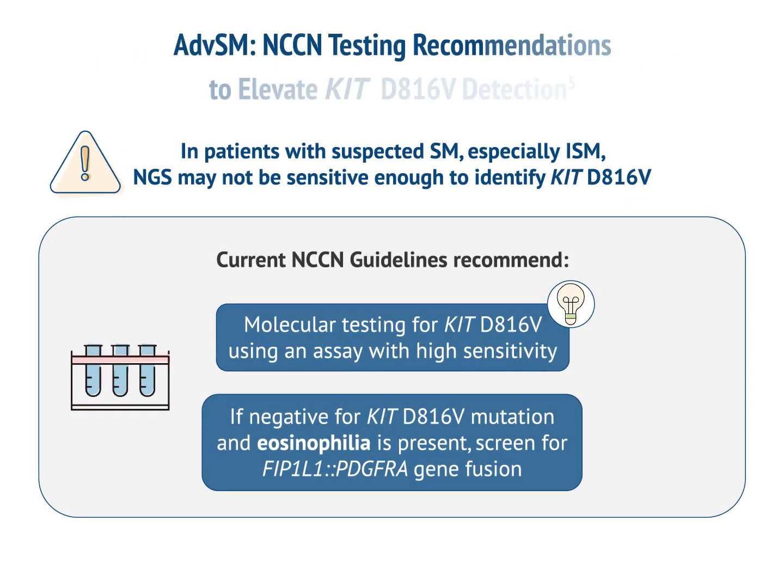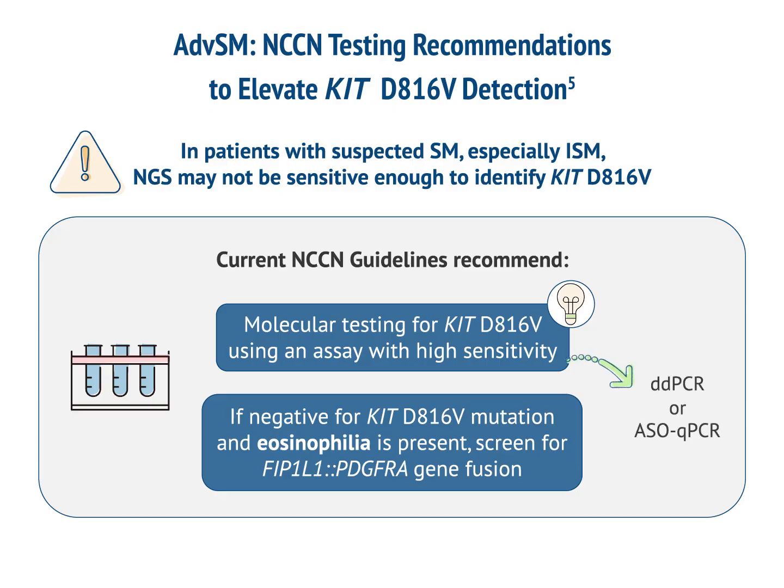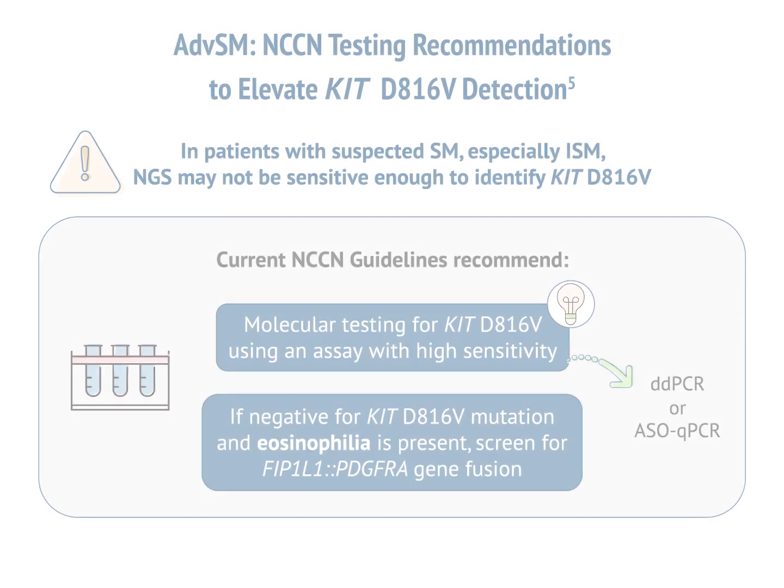Just one comment on the KIT D816V testing, especially in indolent SM, where the VAFs are lower. It may be missed if one just uses an NGS panel, which is what we often start with. So it's important, if SM is suspected and you're not picking it up on the NGS, to get a highly sensitive assay for KIT D816V, such as a digital droplet PCR or an allele-specific oligonucleotide PCR. We will get to the treatment in the next session.